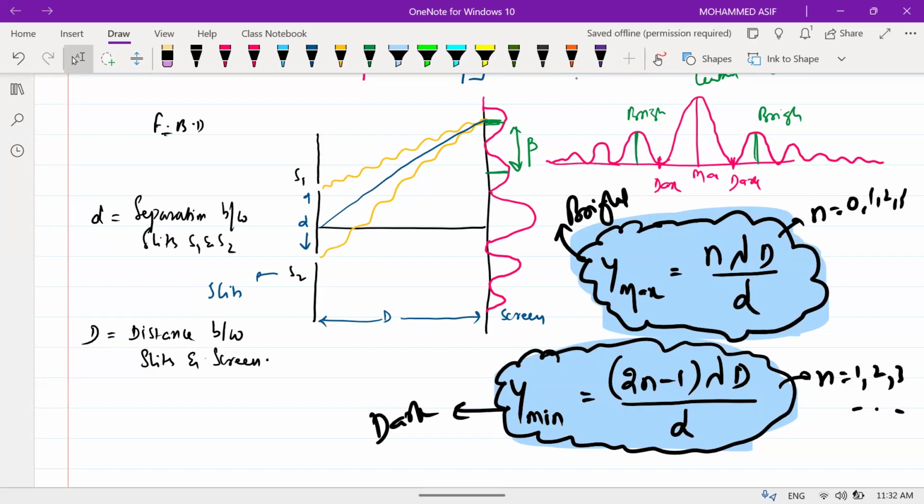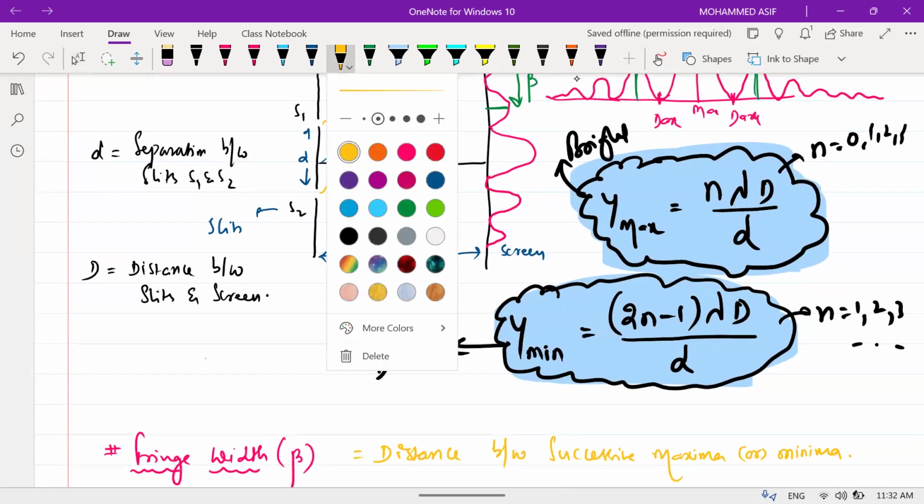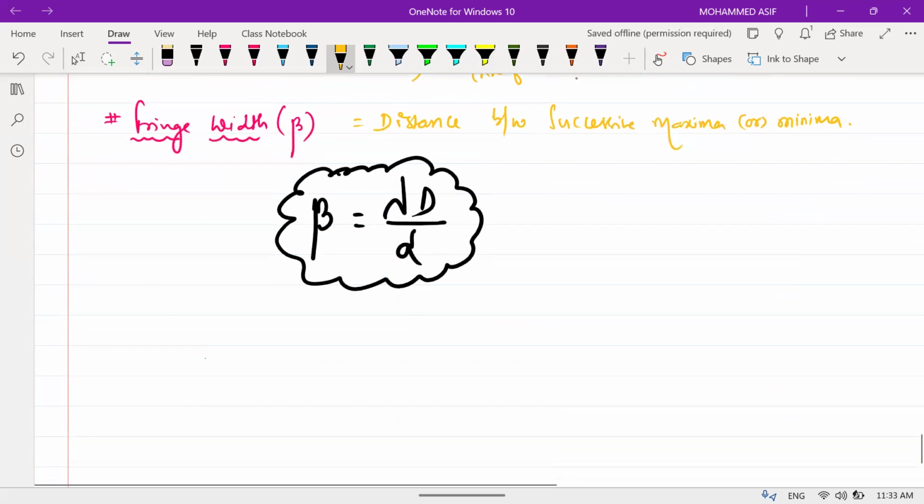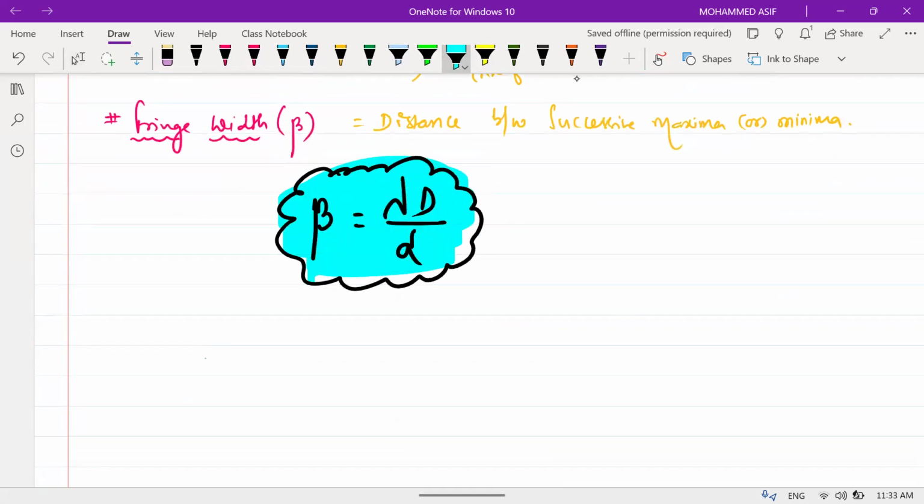This is also called constructive interference. The bright point is also called constructive interference, and the dark point is also called destructive interference. And the fringe width is the distance between two successive maxima or successive minima. So beta is equal to lambda into capital D divided by small d.